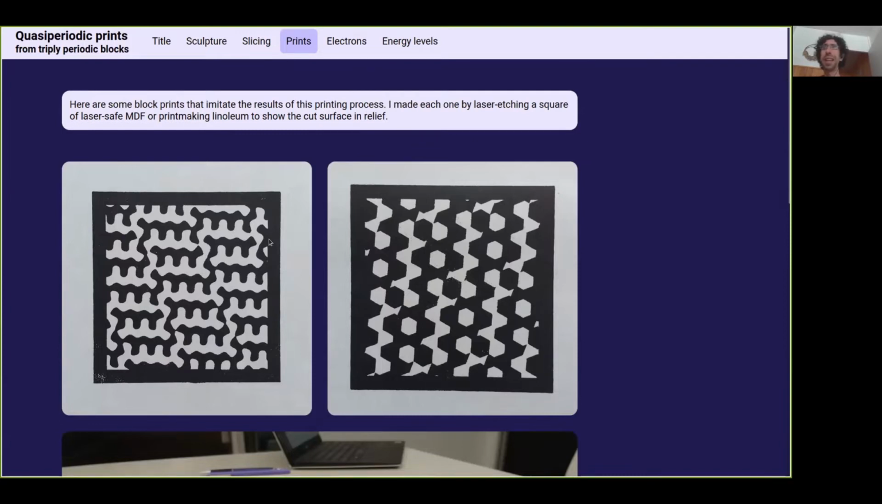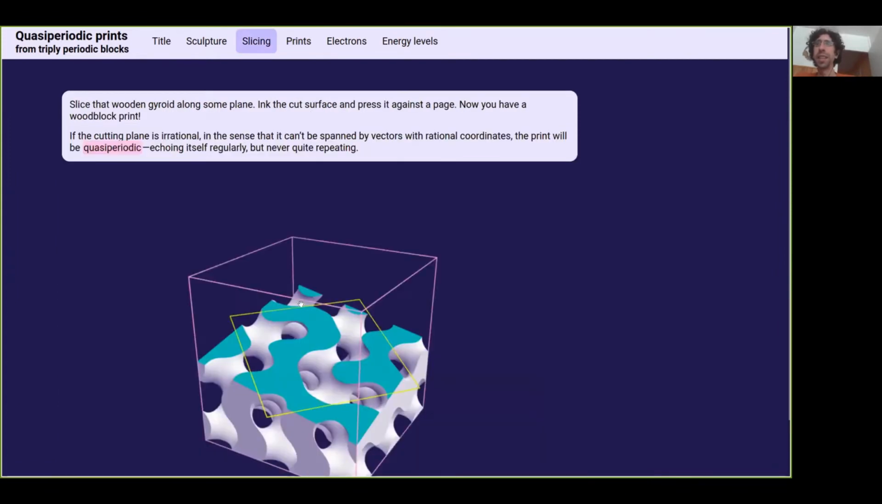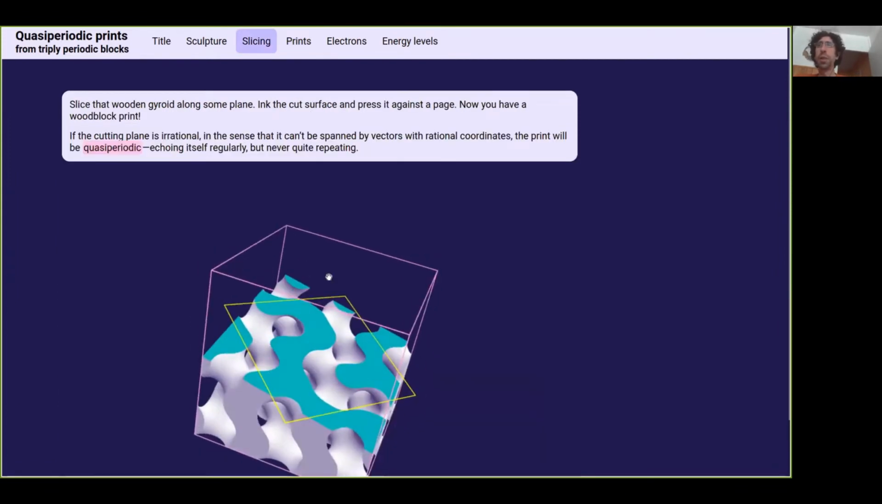Now, sadly, I didn't actually have the tools to create a real block of material and cut it. So instead, I made each of these prints by laser etching a square of laser-safe MDF, or in some cases, printmaking linoleum. And I etched it so that the surface of that square would show the cut surface of the block in relief. So instead of creating this entire sculpture of the gyroid, slicing it, and then printing from it, it's as though we sculpted only the very, very top part, only this infinitesimal layer right after the cut.